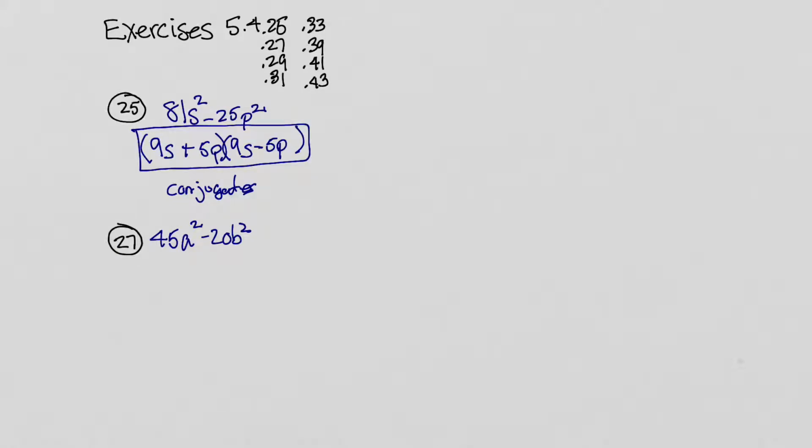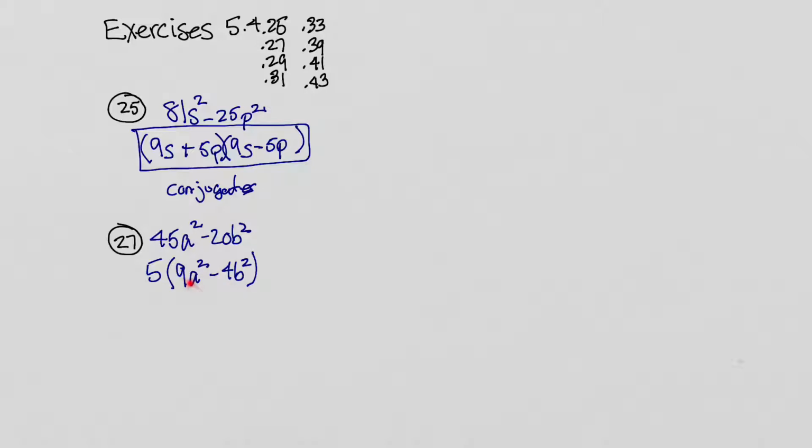In 27, what we're looking at is the difference. It looks like we got something squared and something squared, but 45, I don't know the square root of that one. That's not a whole number, and neither is 20. However, 45 and 20 both have something in common, right? There's a 5. The greatest common factor here is a 5. Let's take a 5 out, and when we do that, 45 divided by 5, there's a 9a squared, and then this negative 20 divided by that 5, that's going to give us minus 4b squared.